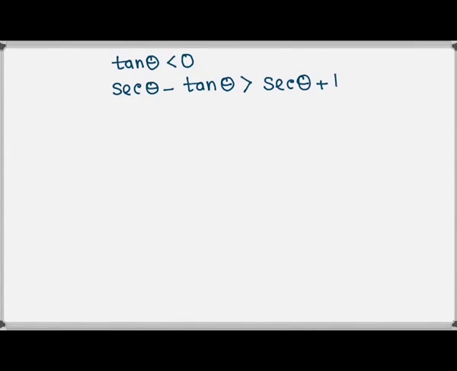Now since theta is in the fourth quadrant, we know that tan theta is negative. Therefore we can say that sec theta minus tan theta is strictly bigger than sec theta plus tan theta. So we now know that alpha 1 is sec theta minus tan theta and beta 1 is sec theta plus tan theta.